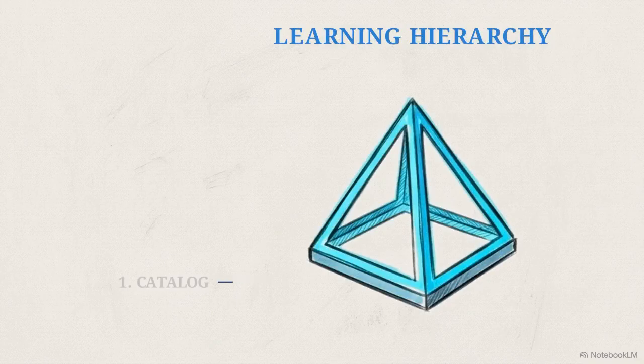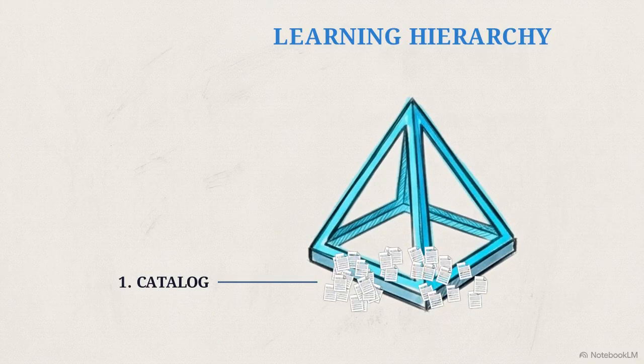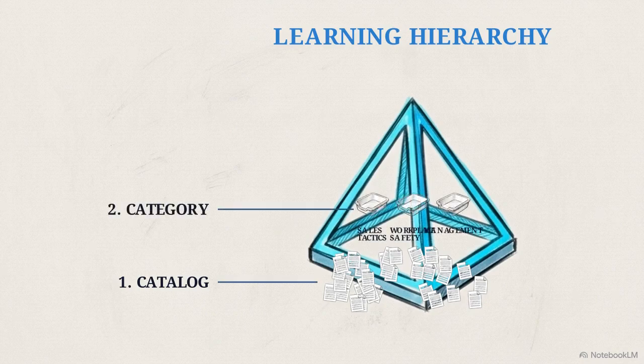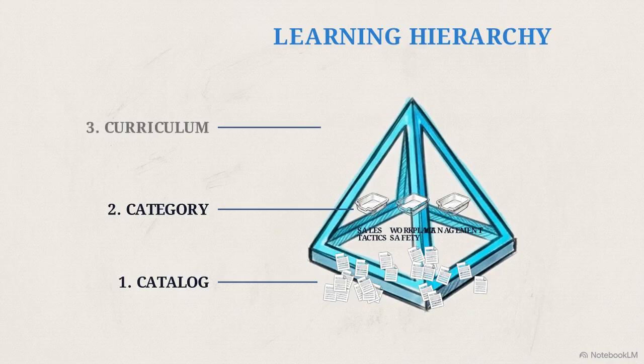Building this architecture requires a clear hierarchy. The baseline level is the catalog, a raw, unstructured inventory of all organizational materials. The second level is the category. Here, content is grouped by subject, like sales tactics or workplace safety, to simplify information retrieval. The ultimate structure is the curriculum. This is a sequenced, gated architecture explicitly built to achieve a specific competency.